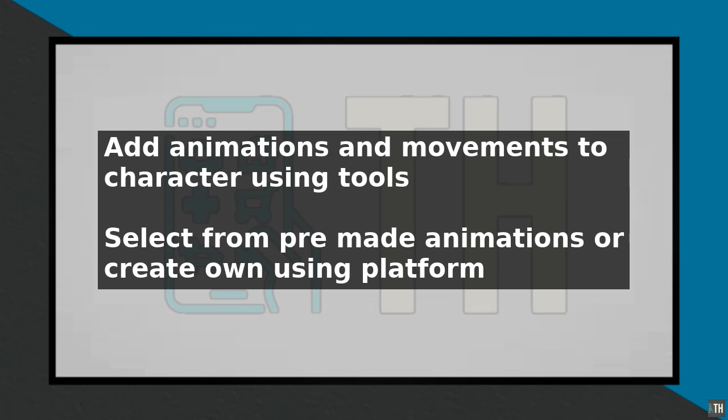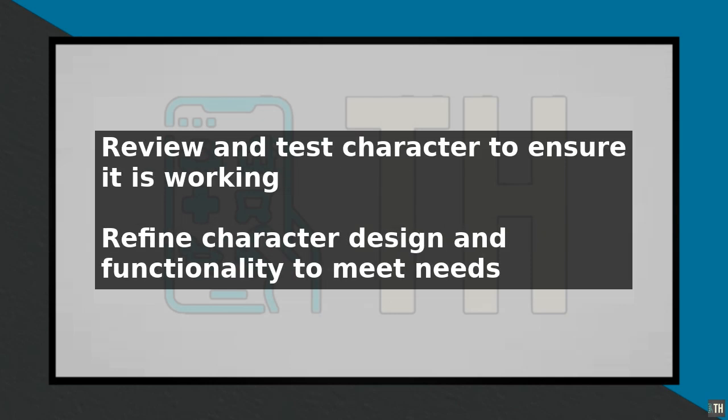With your character's appearance, animations, and audio in place, you can now start to bring it to life by adding interactions and behaviors. This can include setting up responses to user input, creating dialogue, or programming the character to perform specific actions. Finally, review and test your character to ensure it is working as intended. Make any necessary adjustments to its appearance, animations, audio, or interactions to perfect its overall design and functionality.